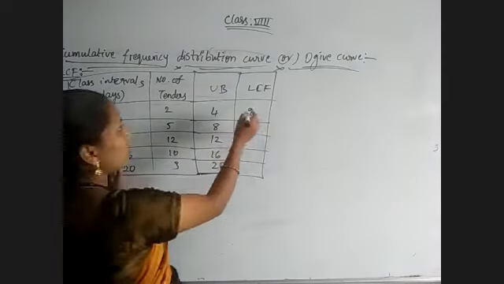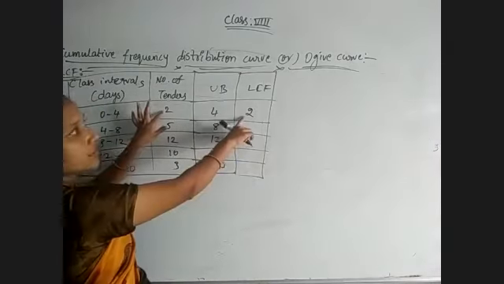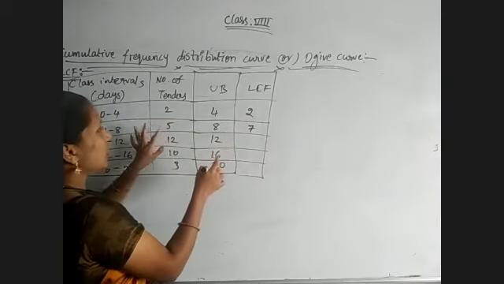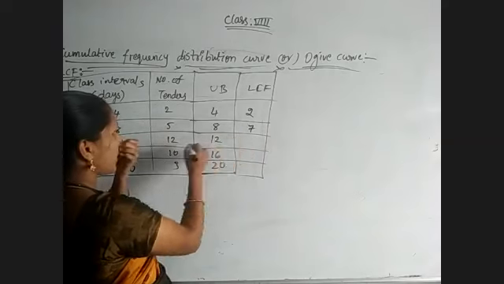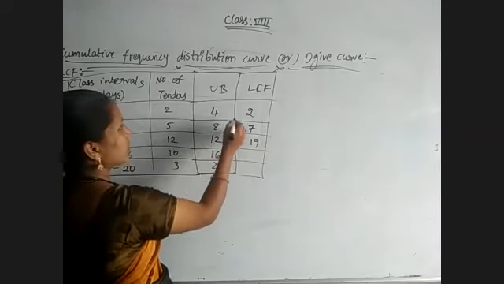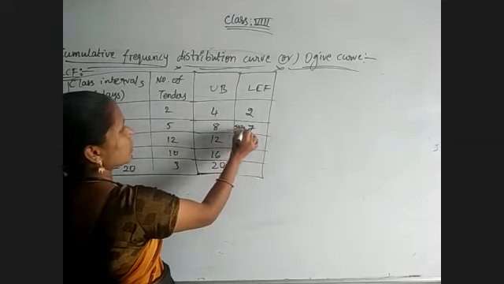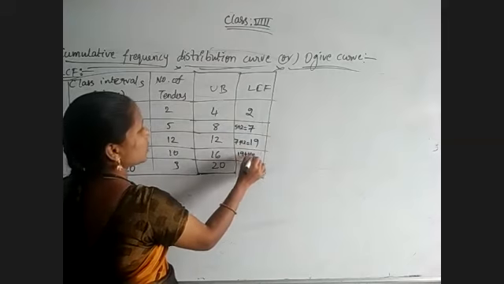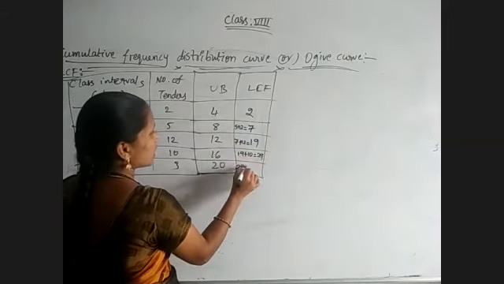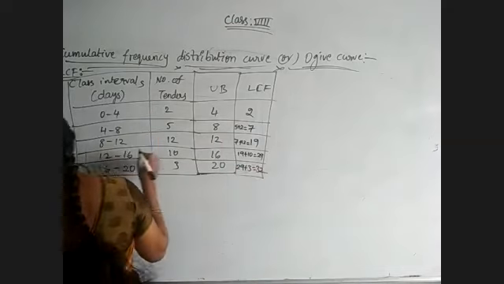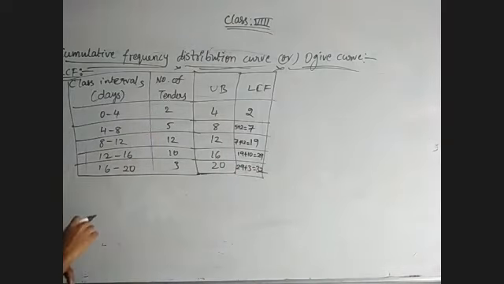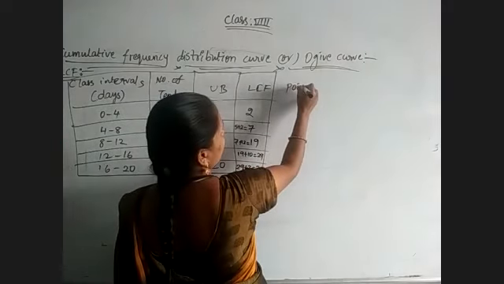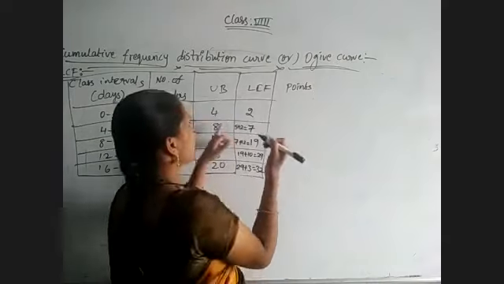Now cumulative frequency. So 2 is the first class frequency, and 2 plus 5, 7, will be the next. Then 7 plus 12 equals 19, 19 plus 10 equals 29, and 29 plus 3 equals 32. Now we can draw that directly. Otherwise, if you want to mention the points, mention the points.